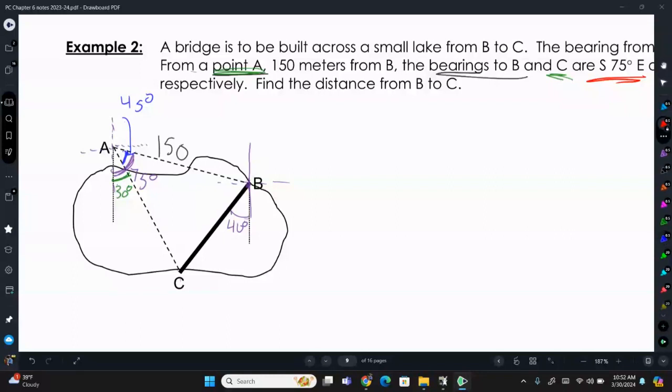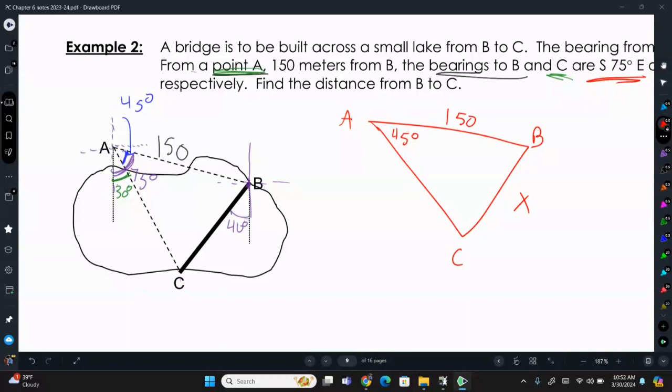So I'm going to draw this triangle over here to make it a little bit easier. We now know that this angle is 45 degrees. We know that, and I'm going to label A, B, C. We know that this distance is 150. We're trying to find that distance there.